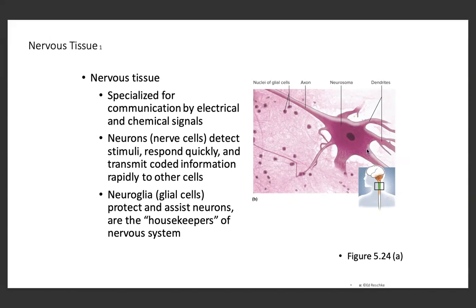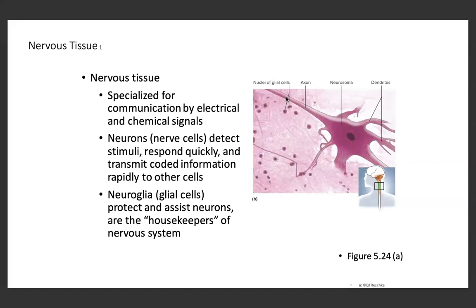And then there will be one very long extension called the axon. The axon will deliver the signal from this neuron to the next neuron in an effort for the nervous system to send responses and signals very quickly throughout the nervous system.